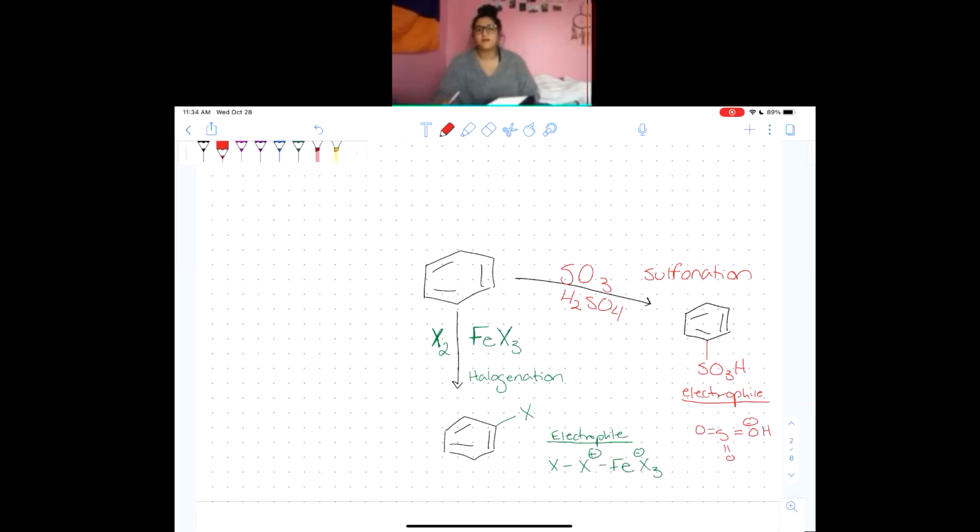And then someone asked, doesn't X on the far left have a permanent partial positive? So yes, both of them will, but just for the sake of understanding how the mechanism goes, I only draw the positive here. But you were right, both of these would have a partial positive.